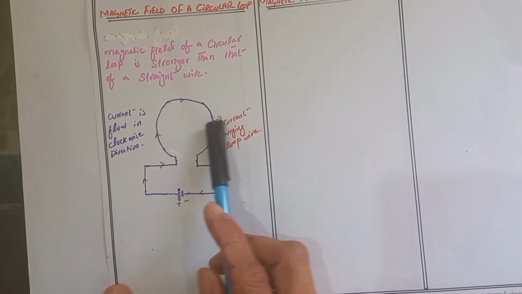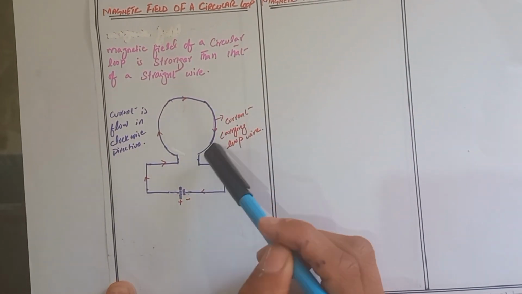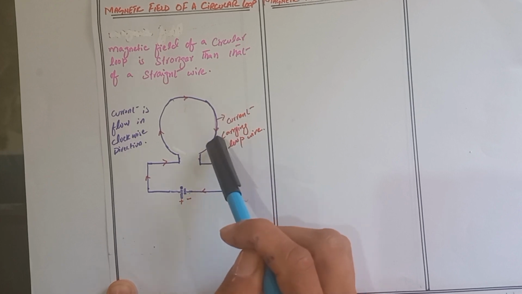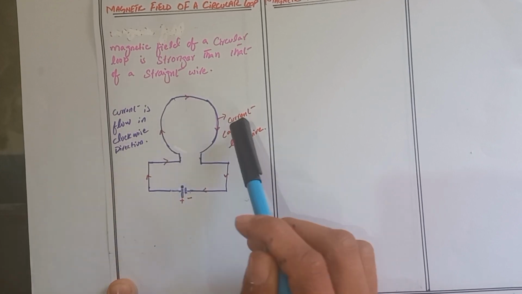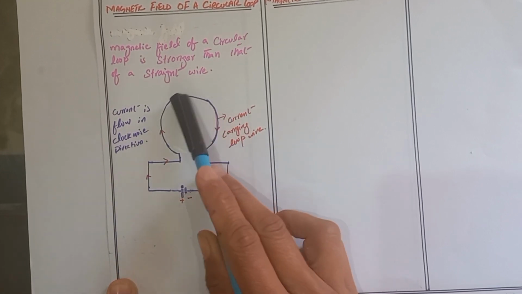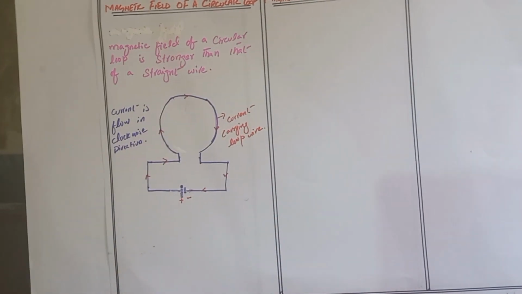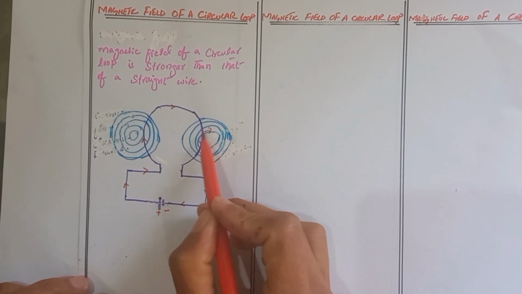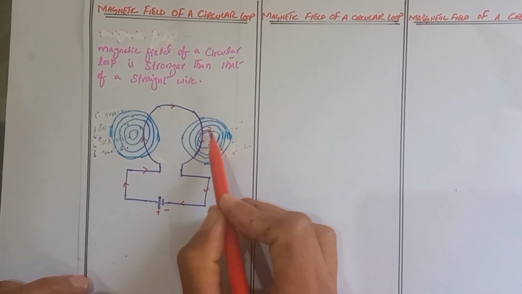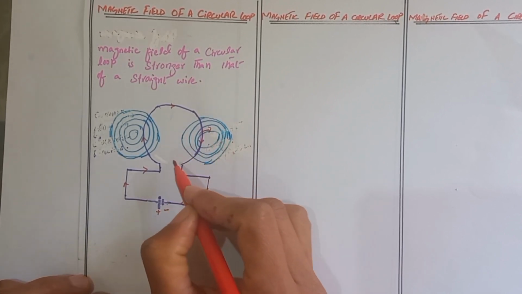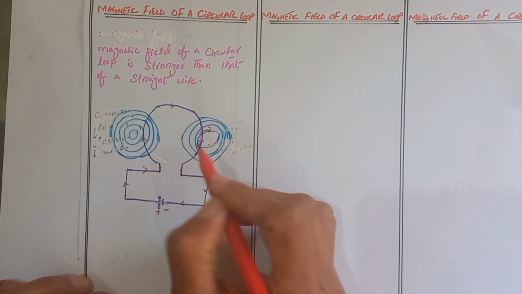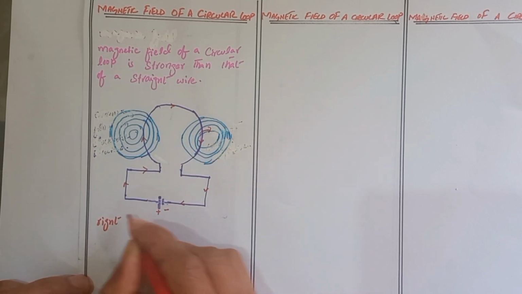To understand the magnetic field of a circular loop, imagine that the loop is made up of small segments which are approximately straight lines. Each straight segment produces its own magnetic field around it, which is in the shape of concentric circles. Here we find the direction of the magnetic field by using the right hand rule.